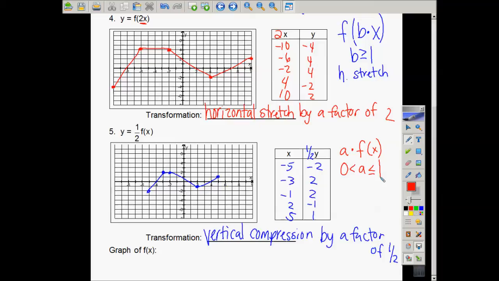Is 1/2 not between 0 and 1? It compresses. Why are you looking at me? Because the sun, this thing is on my face.